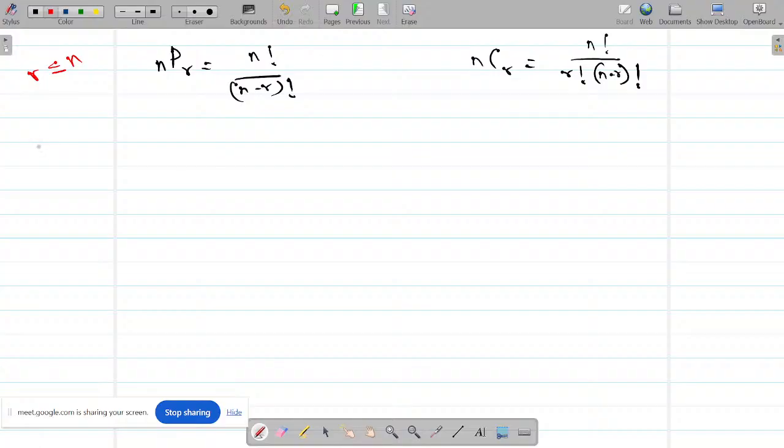So let me go with r is equal to 1. Okay. r is equal to 2. The last value will be r is equal to n. Before that will be r is equal to n minus 1. And you can have any number of values. I'm not going to discuss all of them. I'm going to take only these 4 cases.